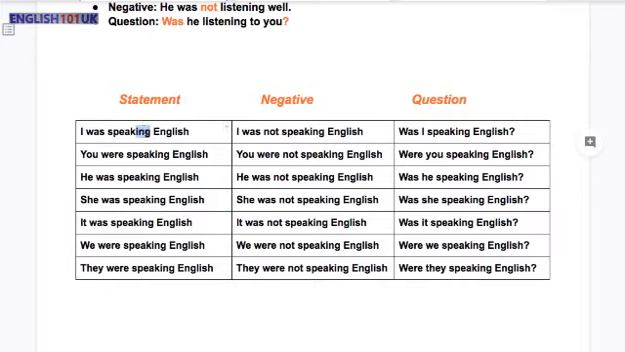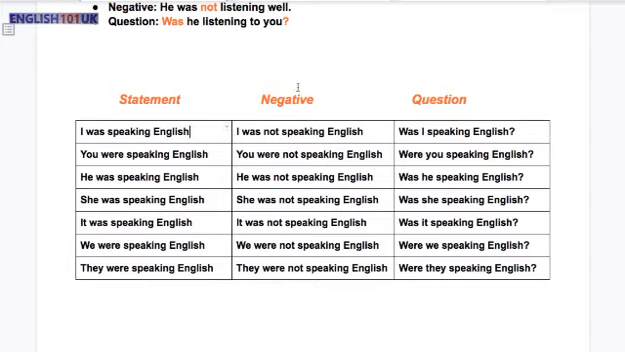I was speaking English. You were speaking English. He was speaking English. She was speaking English. It was speaking English. We were speaking English. They were speaking English. How about the negative form?